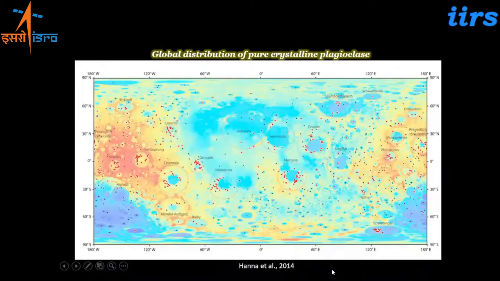This is M-Cube data that has globally assessed the occurrence of pure crystalline plagioclase across the Moon by its diagnostic plagioclase absorption feature. And these red colors indicate the pure crystalline plagioclase that has been identified from M-Cube spectra. And this is the global image of LOLA data, Lunar Orbiter Laser Altimeter topography, overlain on the Lunar Reconnaissance Orbiter Wide Angle Camera albedo global mosaic image.